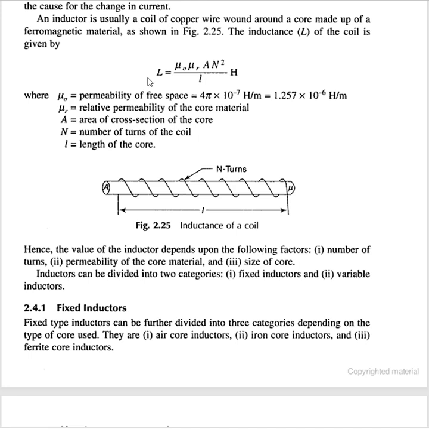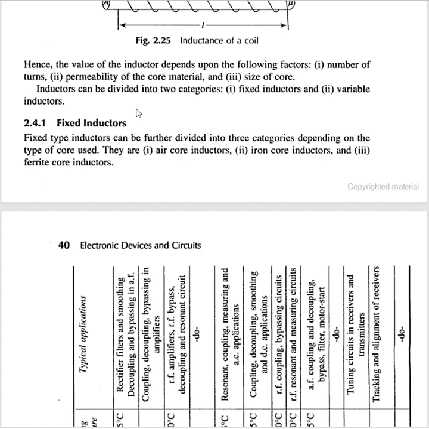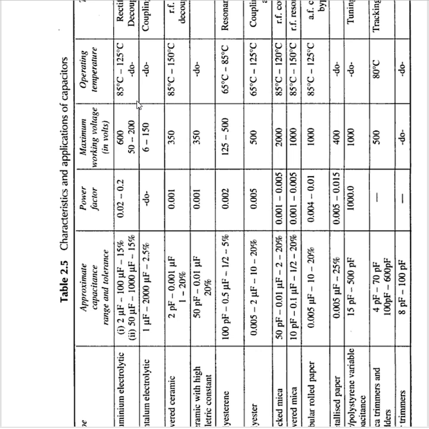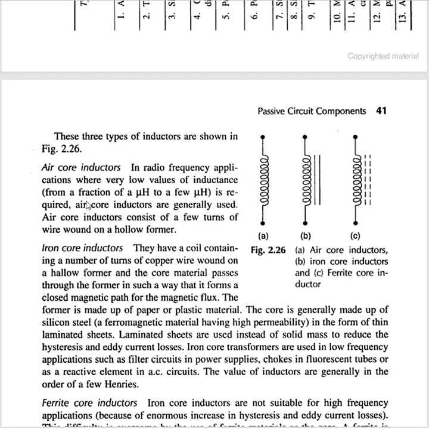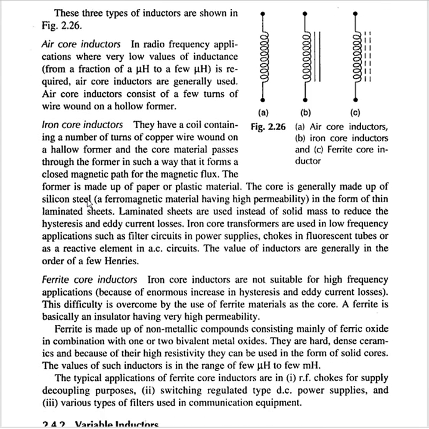Inductors can be divided into two categories: fixed inductor and variable inductor. Fixed type of inductor can be divided into three categories depending on the type of core used. They are air core inductor, iron core inductor, and ferrite core inductor. Air core inductor: in radio frequency applications where very low value of inductance is required, air core inductors are generally used. Air core inductor consists of a few turns of coil wire wound on a hollow former.